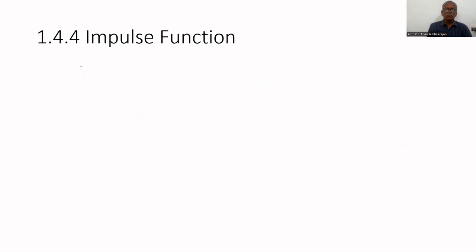Next one is a very important signal, the impulse function. The impulse function is a mathematical signal. Practically, a true impulse function won't exist. Why? Let's see.